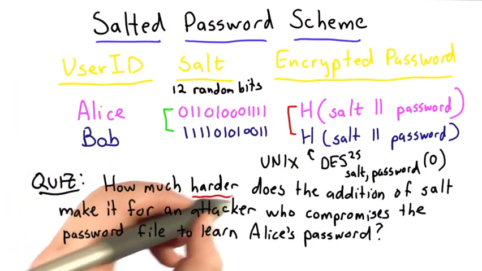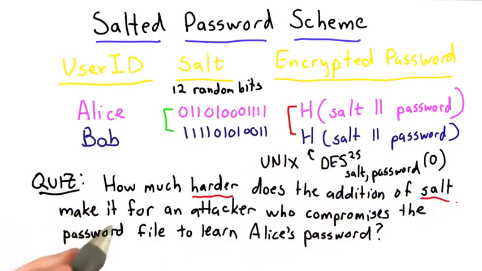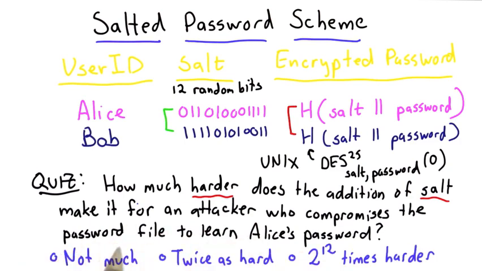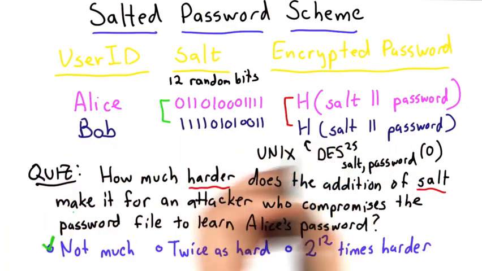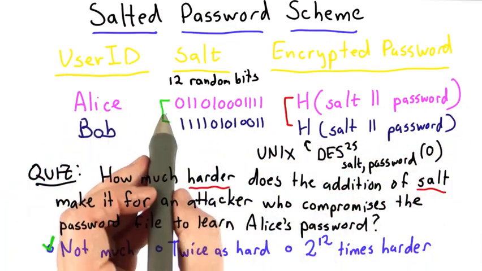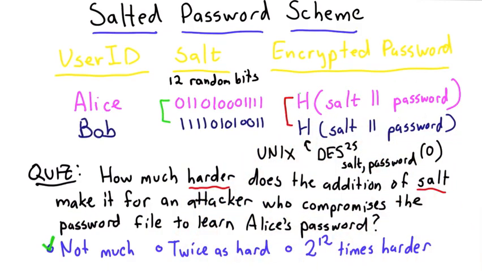So the question is, how much harder does adding salt make it for an attacker who compromises a password file, who just wants to learn Alice's password? The possible answers are not much harder at all, about twice as hard as it would be without the salt, and about 2 to the 12, which is 4,096, times harder than it would be without the salt. The answer is not much harder at all. All the attacker has to do, the attacker has compromised the password file. That contains the line giving the salt for Alice and her encrypted password. To break the password, the attacker needs to try possible passwords concatenated with that salt and find one that matches the hash value. This seems like the salting doesn't help us at all, but let's change the question a little bit.